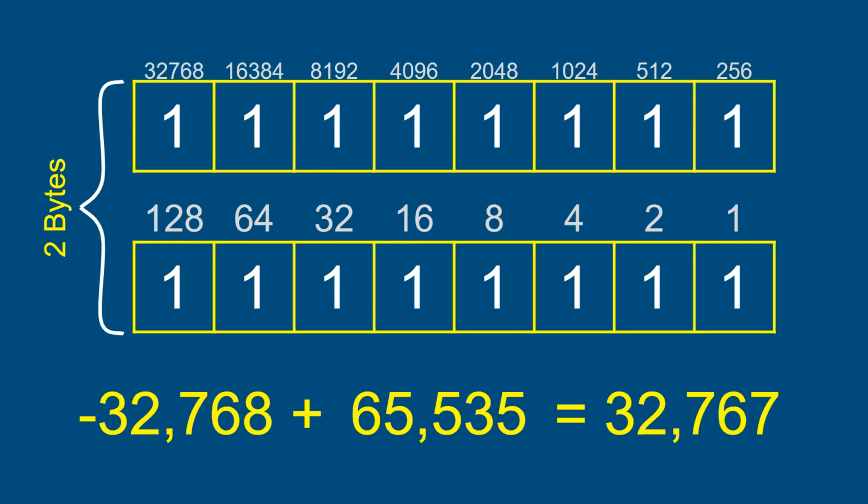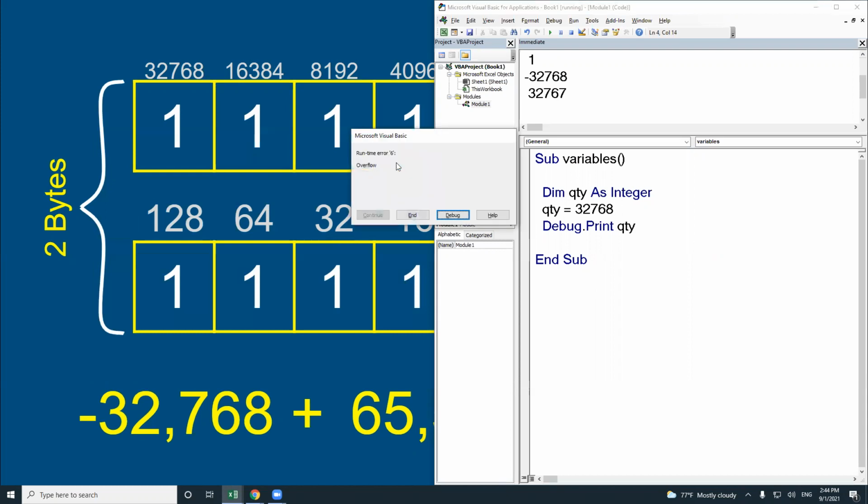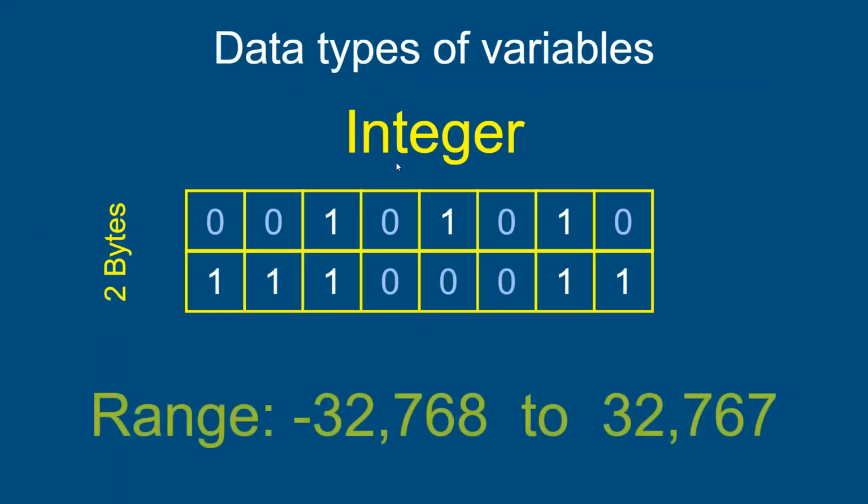Yeah, negative 32,768 to positive 32,767. That's the range. So if we come here and put in 67 and run that, it runs just fine. We try to put the 68 in there. Oops. And that's an overflow. And that is then the integer data type.